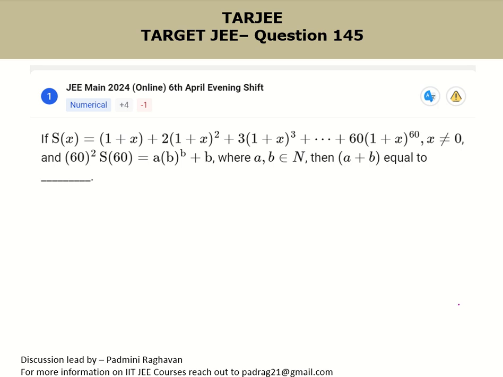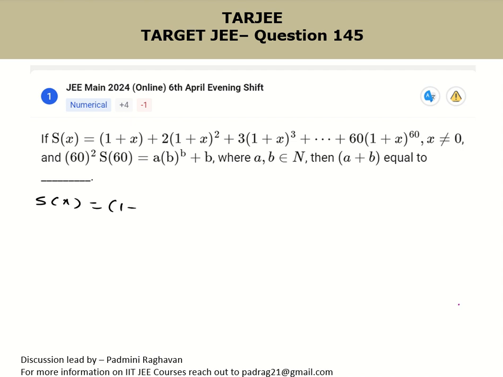S of x is equal to 1 plus x plus 2 times (1 plus x) whole square plus 3 times (1 plus x) whole cube, etcetera, up to 60 times (1 plus x) whole power 60. 60 square into s of 60 is equal to a times b power b plus b, where a and b are natural numbers. Find the value of a plus b. This is a 2024 JEE Mains question.